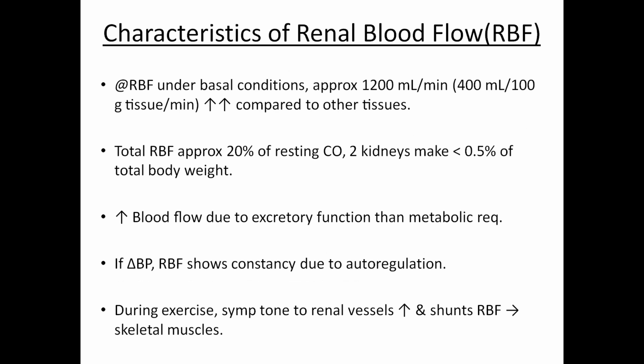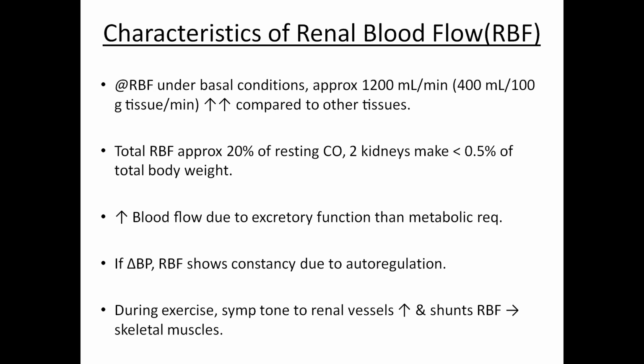Then coming to renal blood flow. Renal blood flow has some interesting features that we will talk about. The rate of renal blood flow under basal conditions is approximately 1200 milliliters per minute. That means around 400 milliliters per 100 grams of tissue per minute. So basically what we are trying to say is that the rate of renal blood flow is very, very high compared to other tissues. The total renal blood flow is approximately 20% of resting cardiac output.